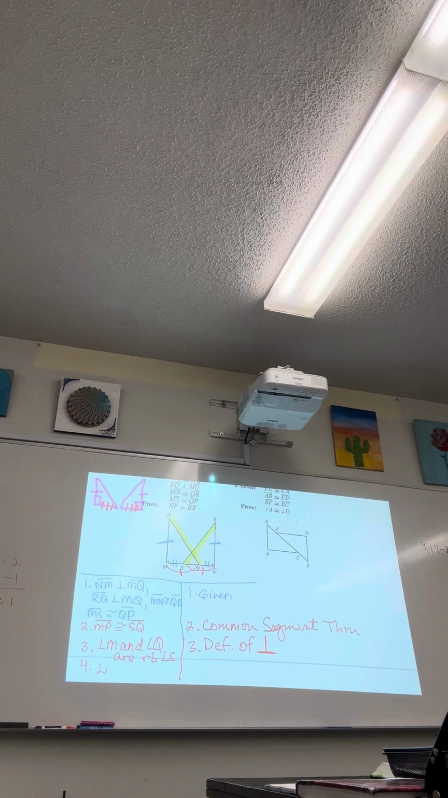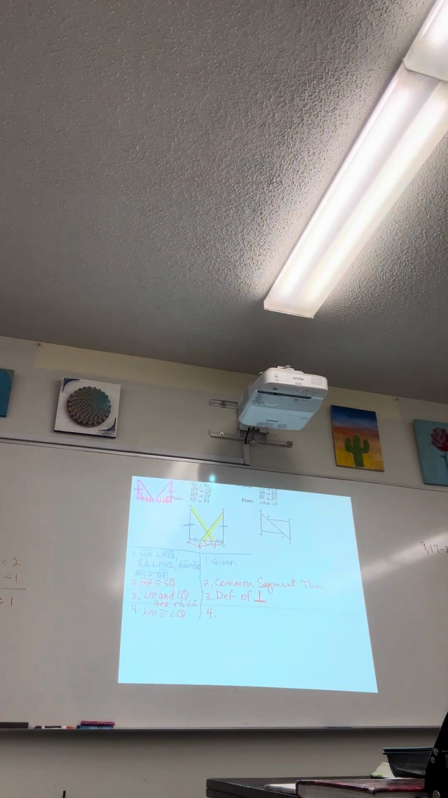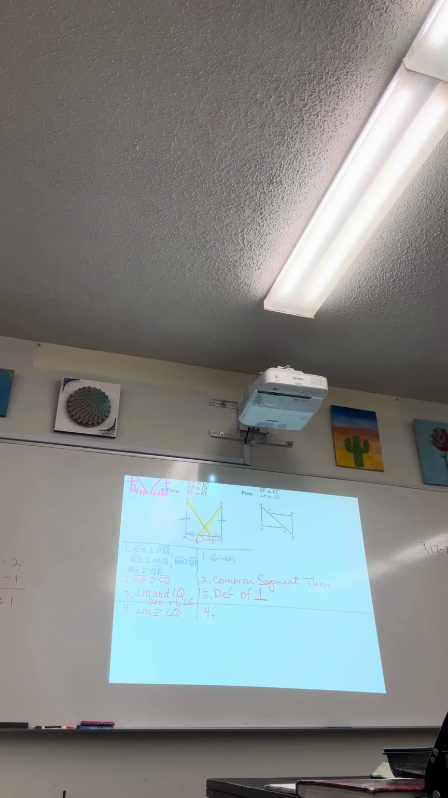Angle M is congruent then to angle Q, right? What's the reason? Definition of right angles? No. It's not a definition, but it's a theorem that says all right angles are congruent. All right angles are congruent, okay? Now we've actually got the parts we need, right?